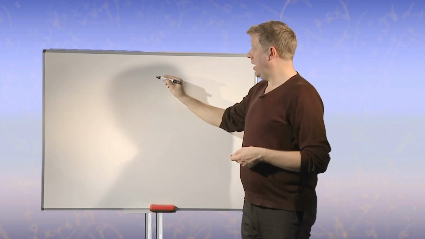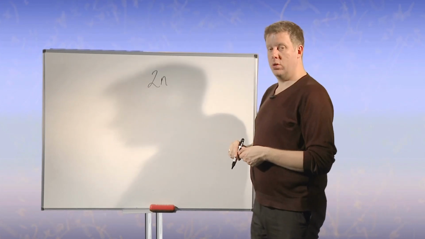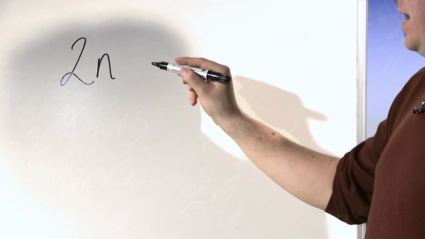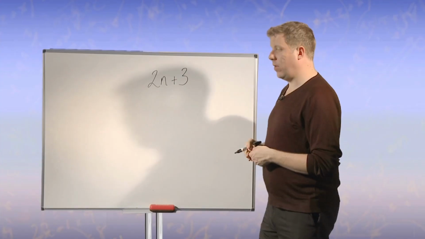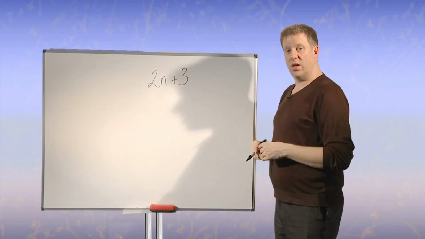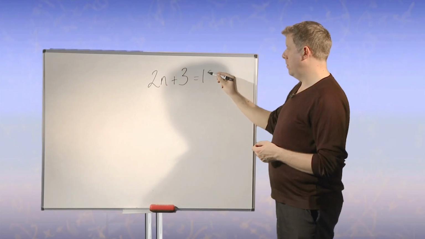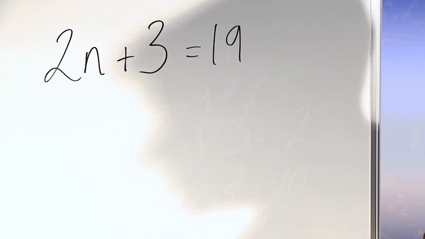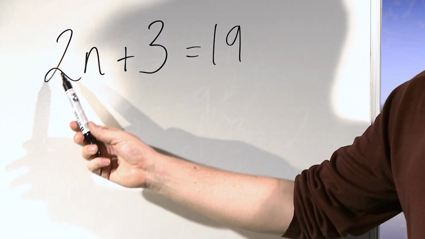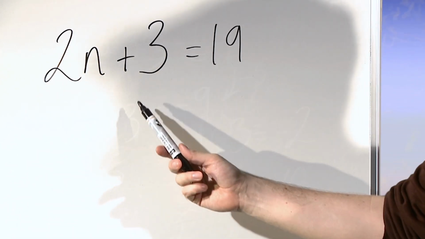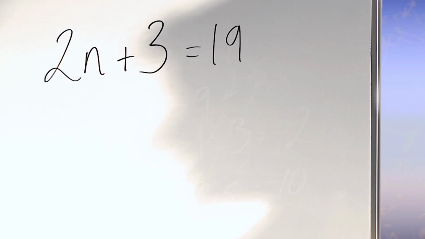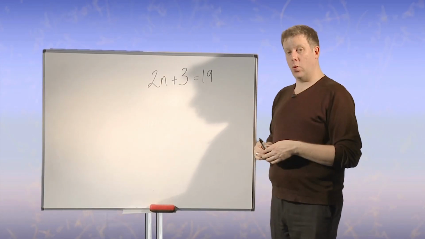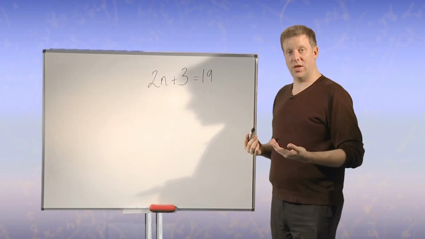If we call our number n, for example, what they've done is they've multiplied it by 2, 2n, and then added 3, and they said their answer was 19. So we've now created an equation based on what those sentences told us. They took their number, multiplied it by 2, added 3, and got an answer of 19. Now I've written it as an equation, it becomes a lot easier for me to solve.